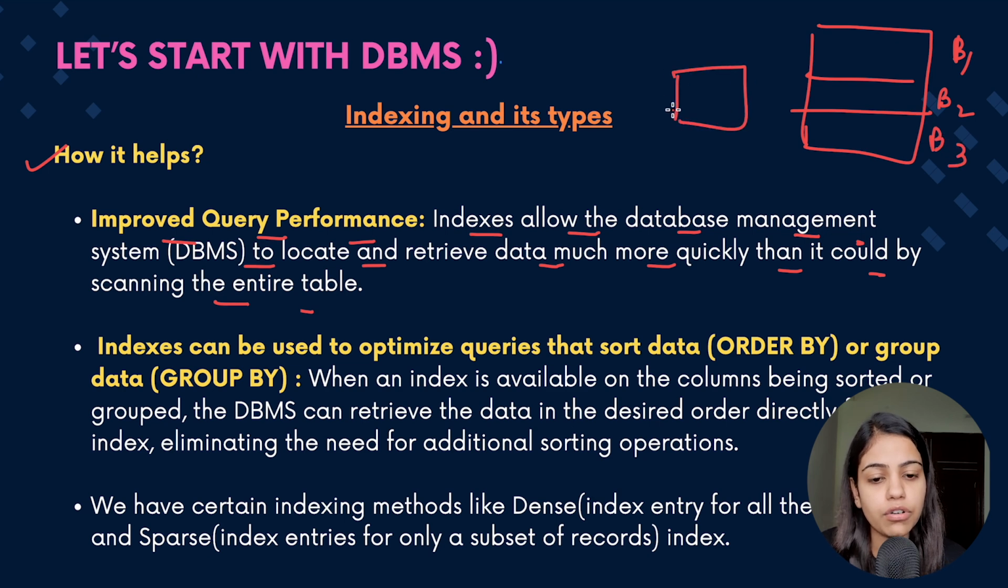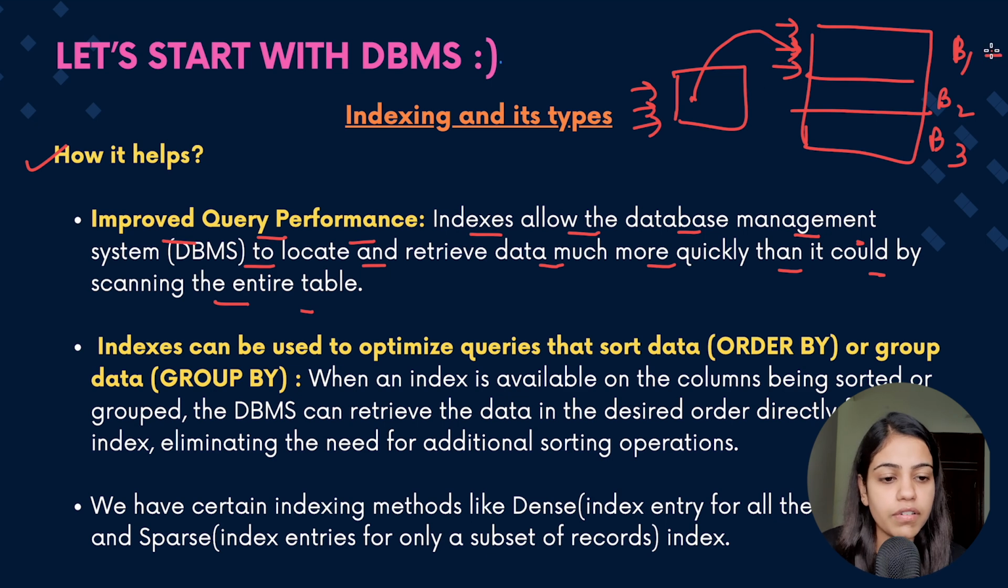Now we only need to go to this index table. We need to search for that particular key which we are searching, and then we need to go to the pointing block where that particular value could be present, and then we only need to search in that particular block. So earlier we were searching each and every block. Now we only need to search one or two blocks specifically.